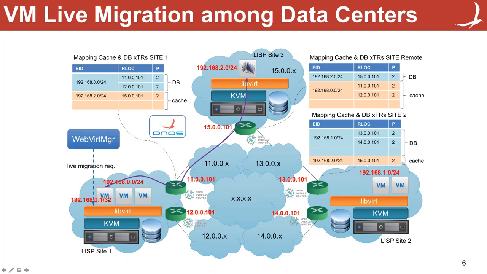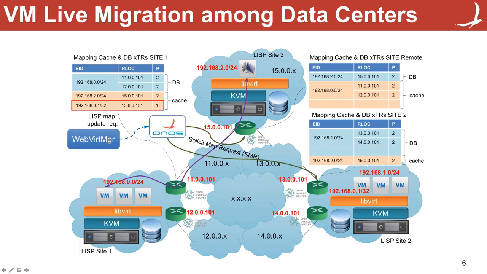And once the virtual machine live migration is requested, the modified version of WebVirtMgr will send the live migration request to LibVirt. And then the migration has been finished. And at the end of the live migration, it will send the update map database request to the LISP router. And then it will update its own database. And then it will also send the LISP map update request to ONOS.